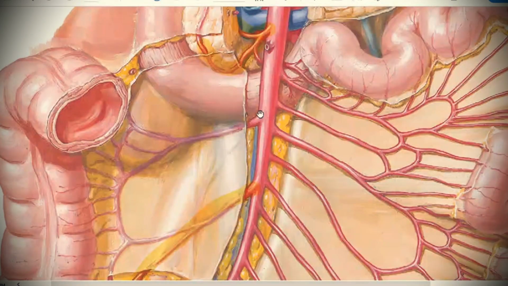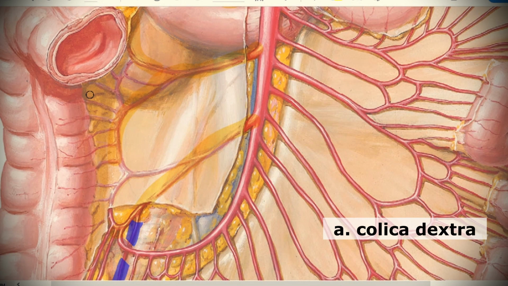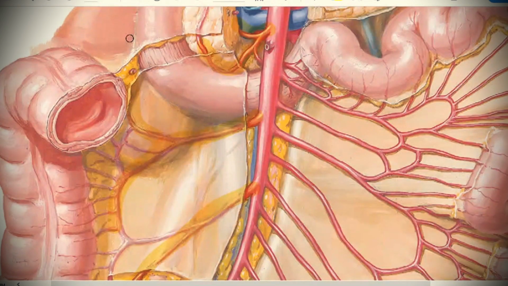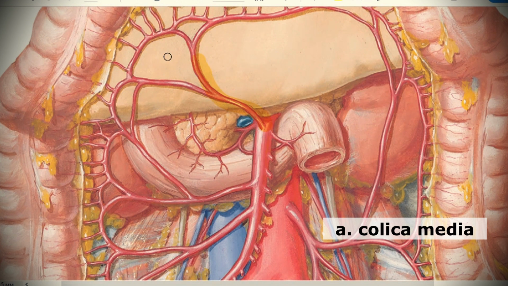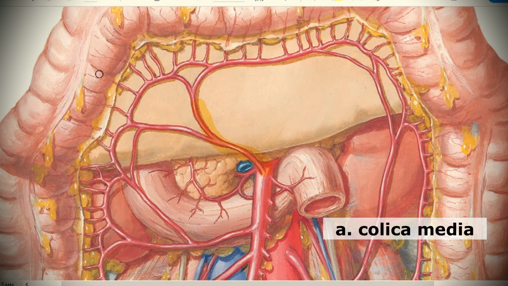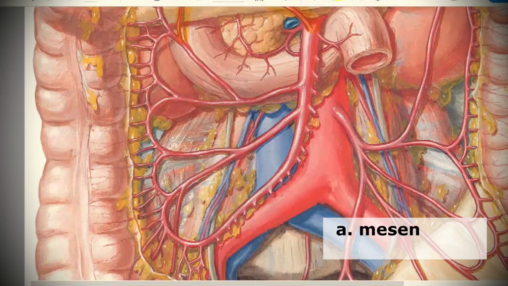The next branch goes to the right, to the colon ascendens, and it is called arteria colica dextra. It divides into ascending and descending branches that supply part of the cecum, colon ascendens, and colon transversum. And finally, the last branch of the superior mesenteric artery is arteria colica media that goes through the mesocolon transversum and supplies your colon transversum. So here we come to the inferior mesenteric artery.